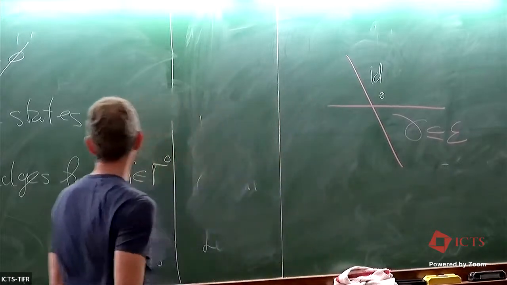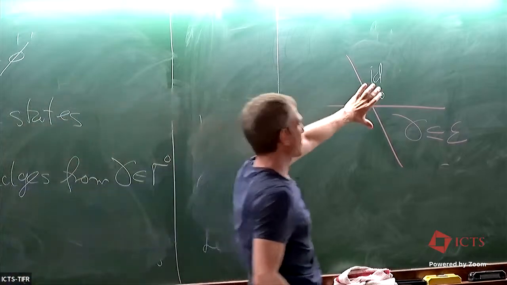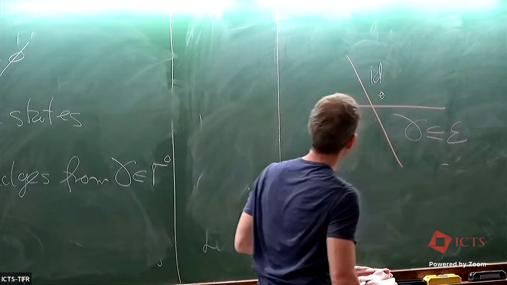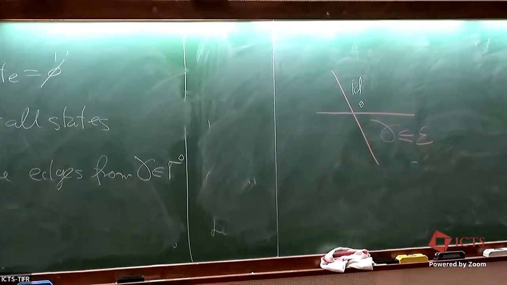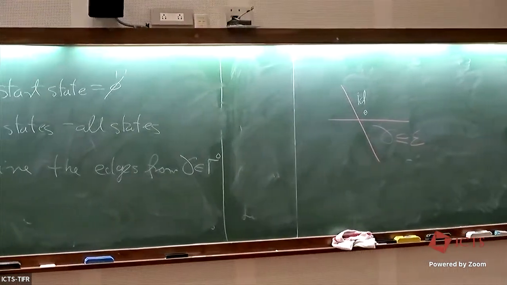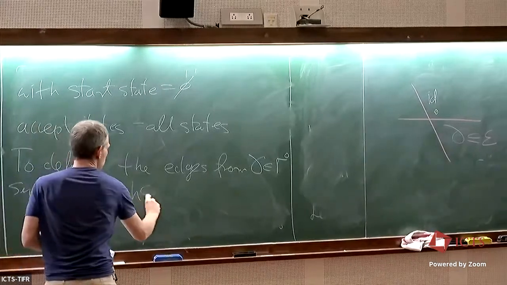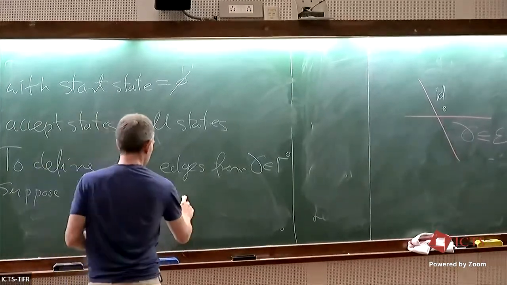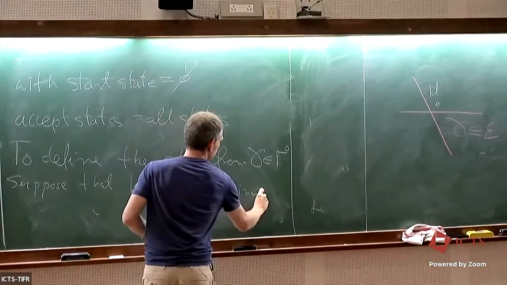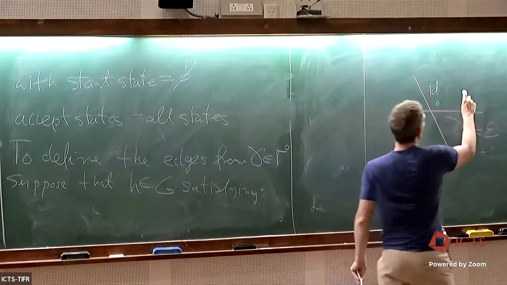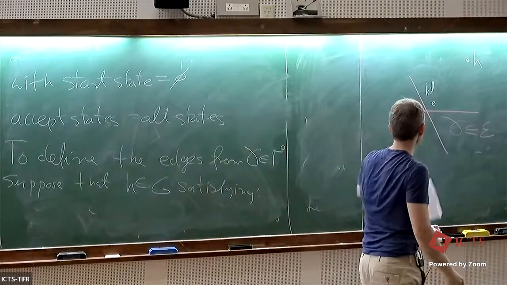And now, what edges do I draw from this? So this is called the vertex of our automaton. And what edges issue from this vertex? To define these edges, suppose that you have an element H in the group satisfying the following properties. First of all, we want H to lie in the same component of the complement of these red walls as identity.